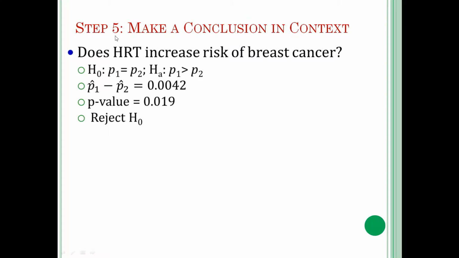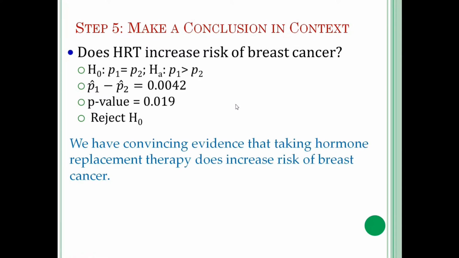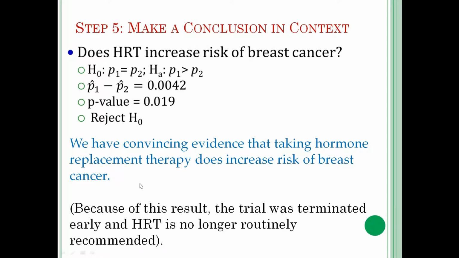Step 5 is making the conclusion. So when you write the conclusion, you're keeping the alternative in mind. So in this case, we will say that we have convincing evidence, since we rejected the null, that taking hormone replacement therapy does increase risk of breast cancer. So as I said, this was a true experiment, and after that experiment, they actually stopped using that treatment. It's no longer recommended in the US.